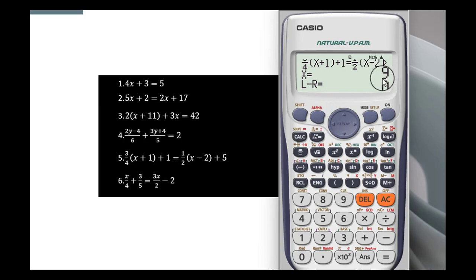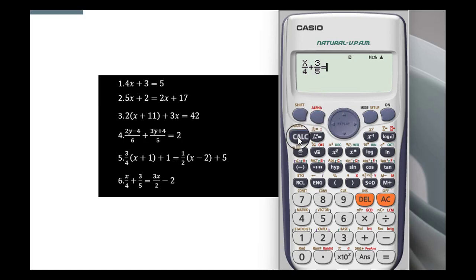Okay, now last but not least, the number 6, the question we have here. Let's press our AC key once again, and then we have, first of all, you press your fraction key. X over 4 is what we need, so alpha x, scroll down over 4. Then you scroll forward, plus another fraction key, 3 over 5. Scroll forward.